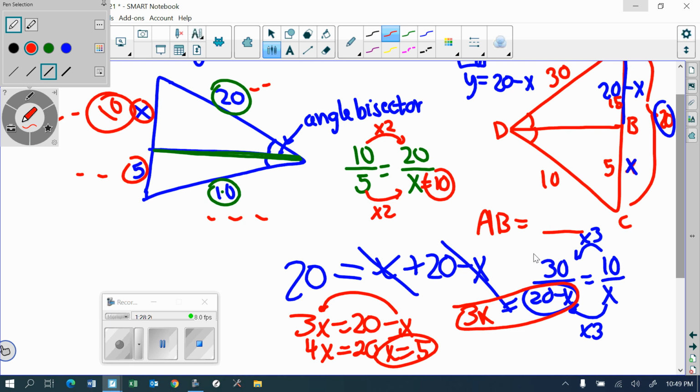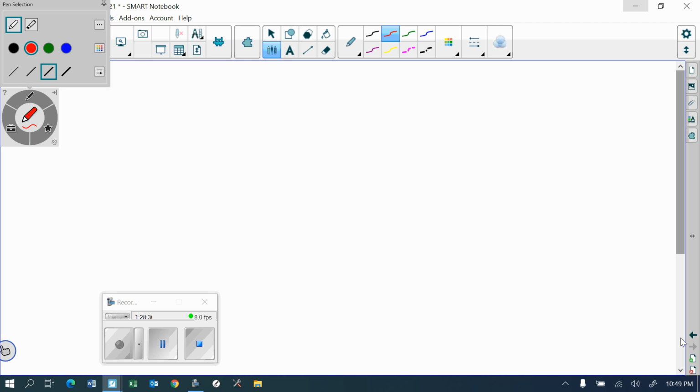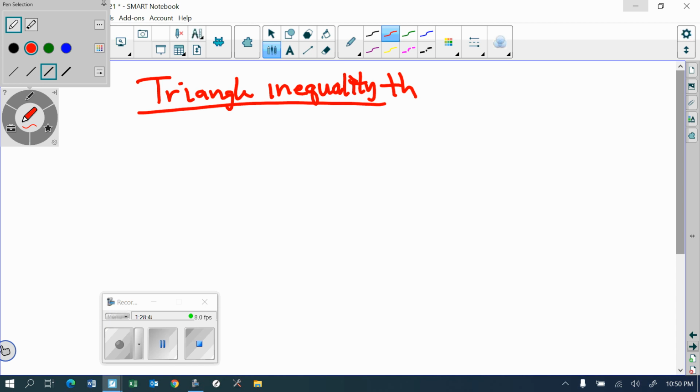Okay, what do I want to do next here? Since we're still doing triangles, let's go with triangle inequality. Triangle inequality theorem, okay?